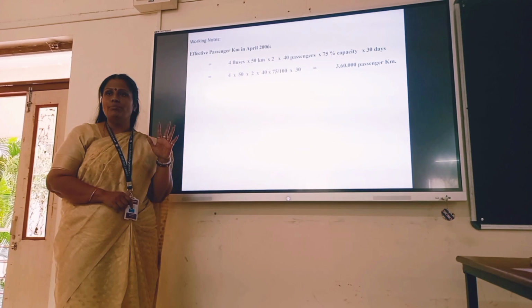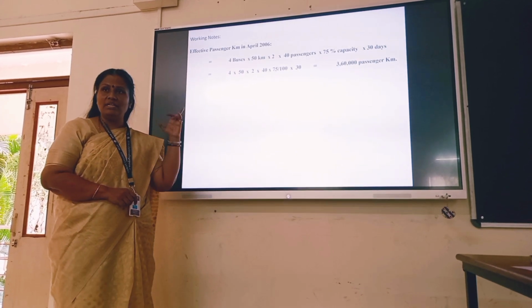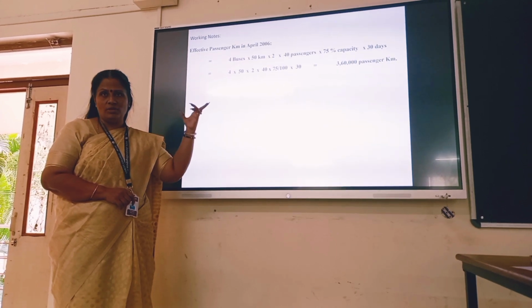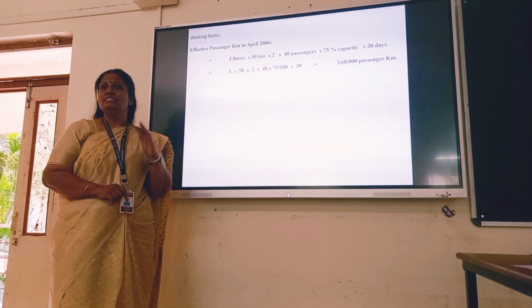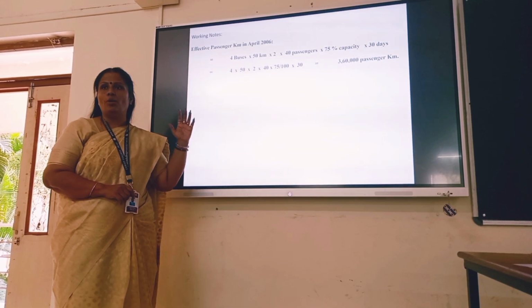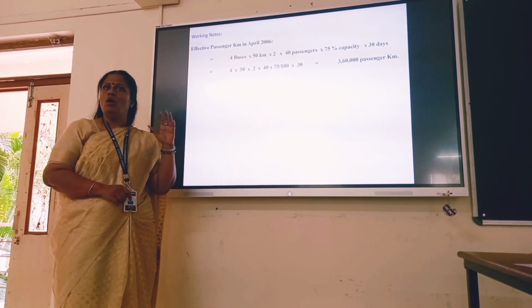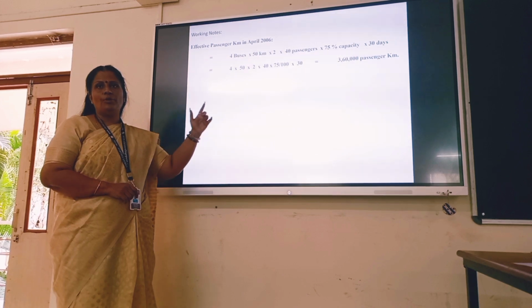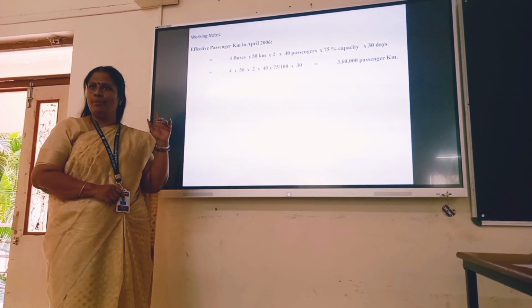30 days. We are taking 1 month as 30 days. Since it is April, that is 30 days. If it is May, we will take it as 31 days. Okay? 30 days. Altogether it is coming 3,60,000 passenger kilometer. So this is what composite cost unit. We need to calculate that for finding out operating costing for that particular service. Operating costing is for services, not for the production units.